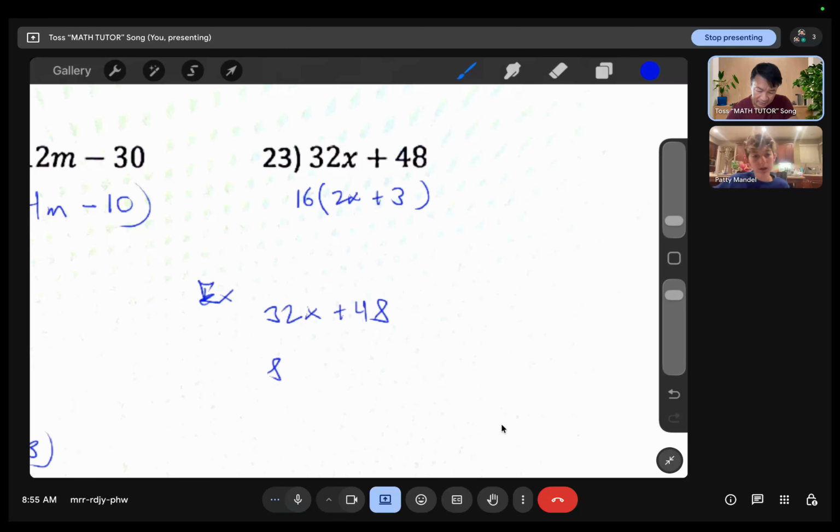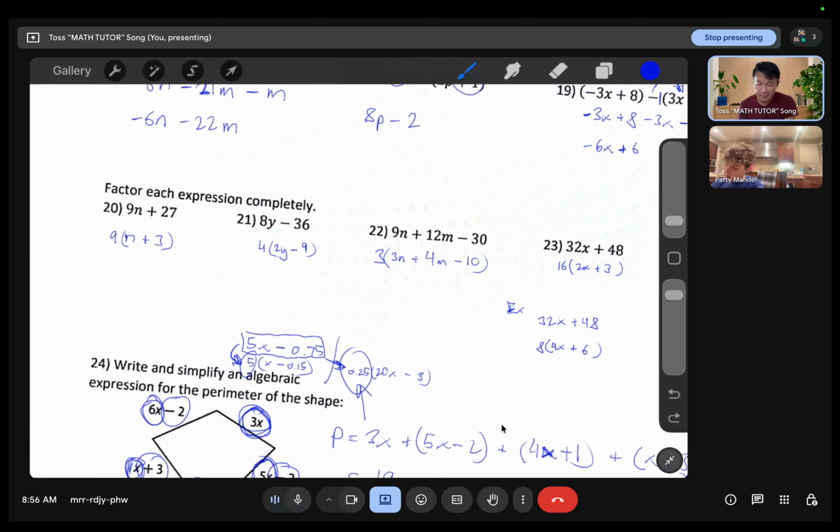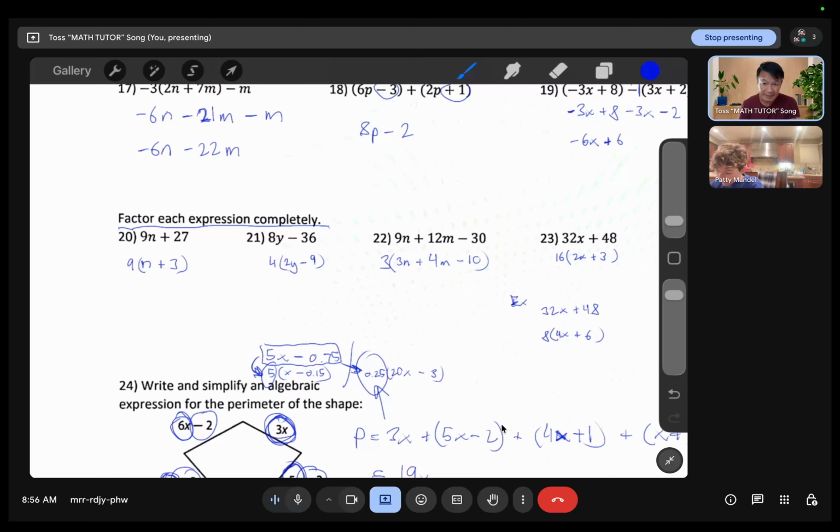Have a look. So 8 can go into 32 4 times, so it'd be 4x here. You agree? And 8 can go into 48 6 times, like that. Okay? So I hope you're okay so far. Now, this is factored. However, this is not the answer to the instruction. It says completely. That means it's not completely done. You factored it, but it's not fully factored.